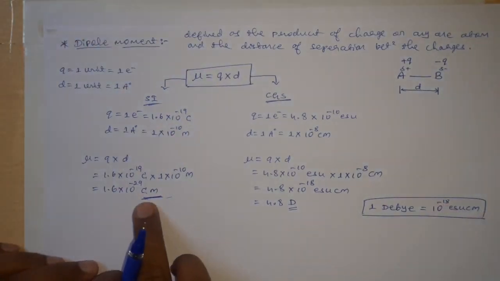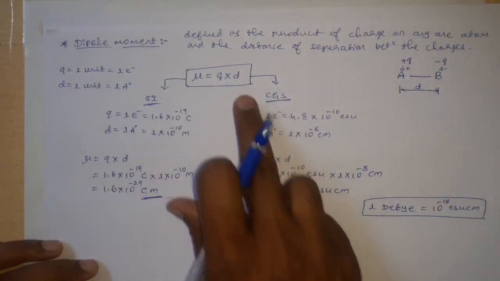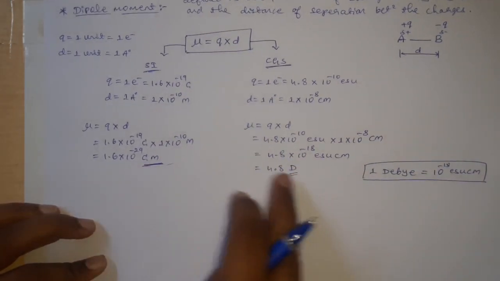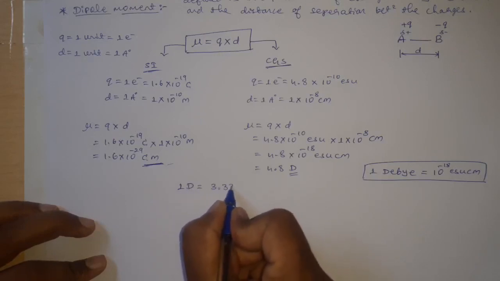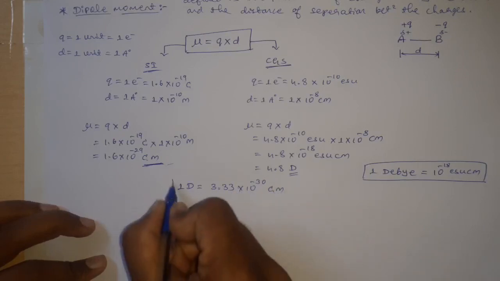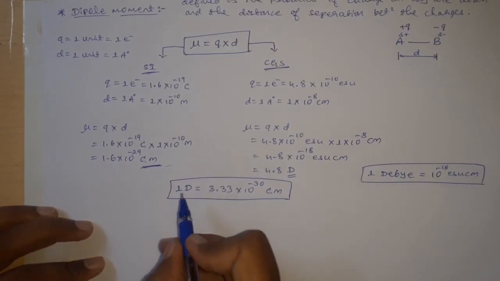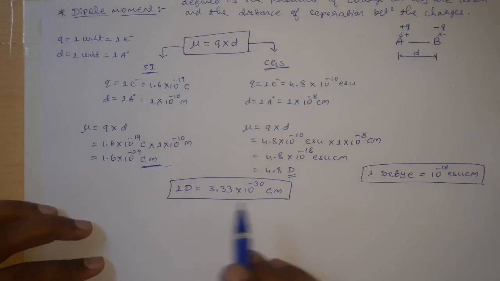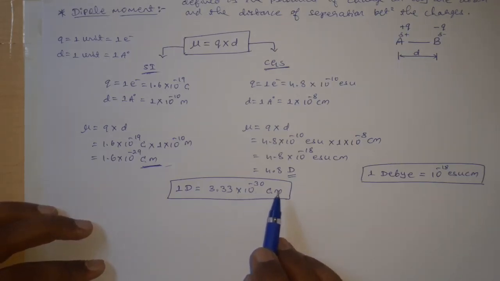The SI unit of dipole moment is coulomb meter, and the CGS unit of dipole moment is the debye. And here we can interrelate these two units. 1 debye is equal to 3.33 into 10 raised to minus 30 coulomb meter. In the exam, if they give a value in debye and ask to calculate in coulomb meter, we can use this conversion factor. 1 debye is equal to 3.33 into 10 raised to minus 30 coulomb meter.